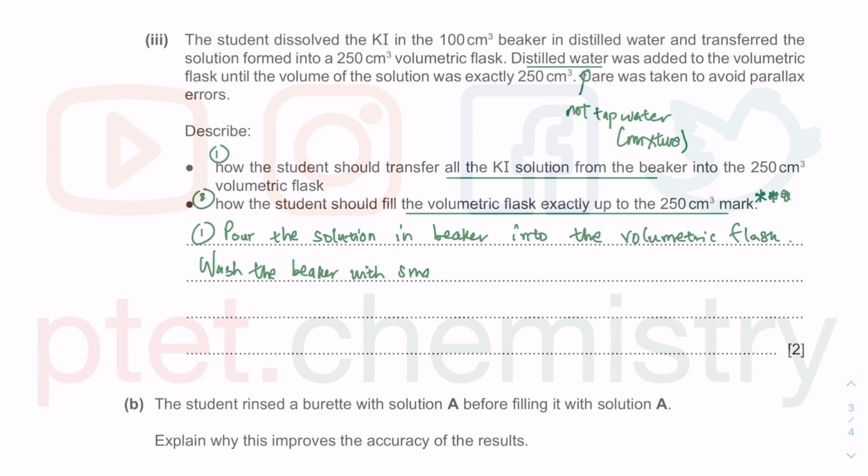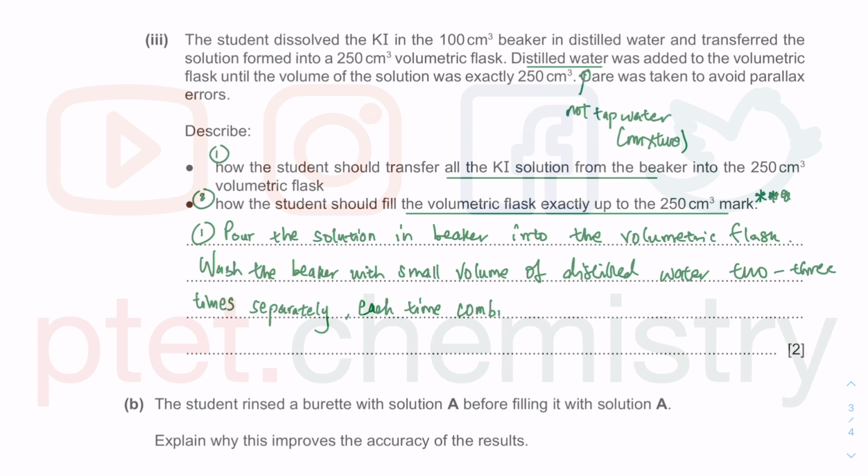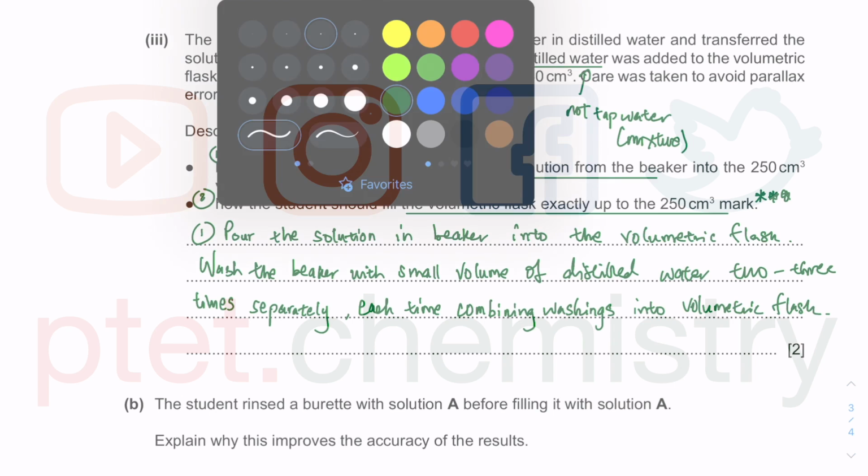But you don't just pour once, you need to then wash the beaker with a small volume or small amount of distilled water 2 or 3 times. And each time, these are separately, by the way, so you want to wash it 2 or 3 times separately. Should really improve my handwriting a little bit. Each time combining washings into the volumetric flask. Okay, I think I've written quite long enough.